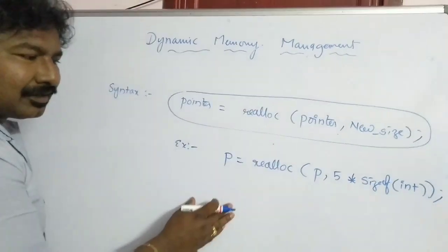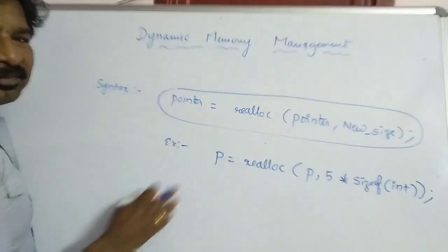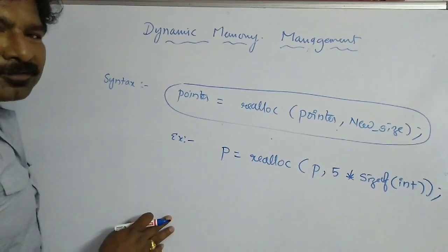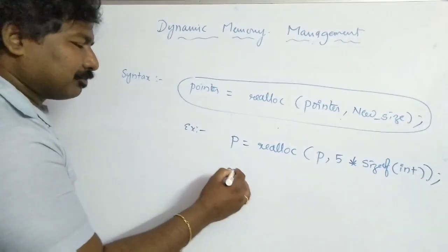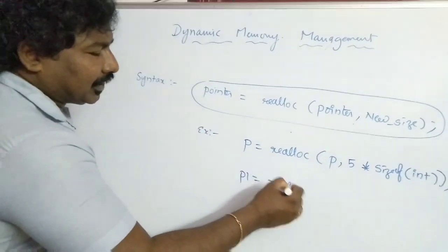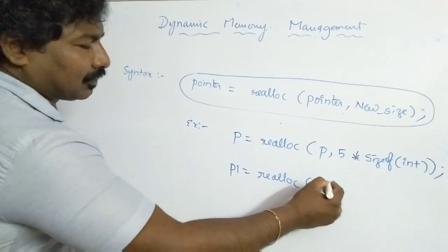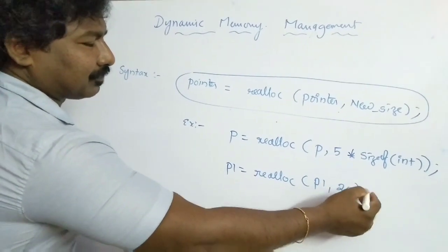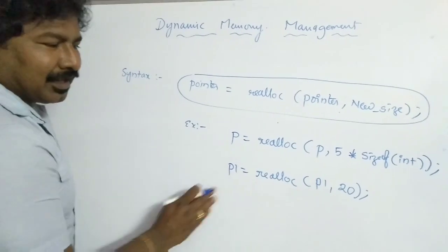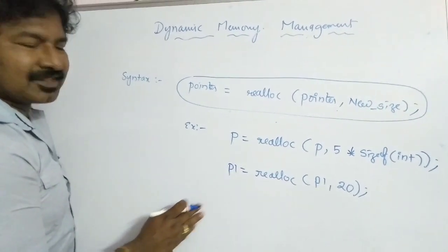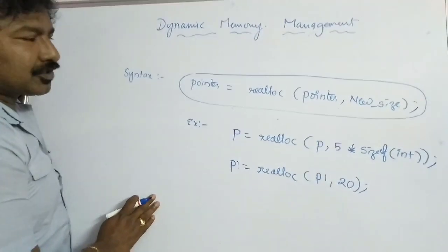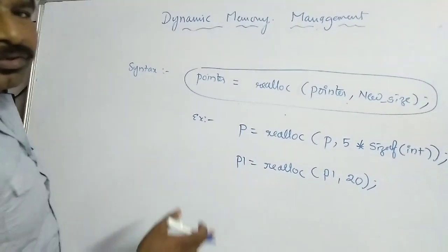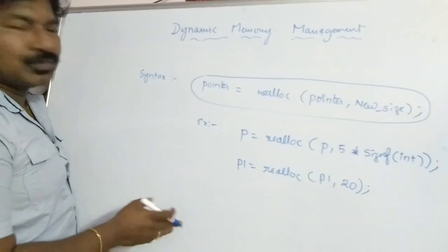So that will create an array with 5 elements. If this is a character kind of array, I can write p1 equals to realloc p1 comma 20. So here an array of characters will be created with a size 20. So this is how you have to write the realloc function. Now I'll show you an example program where we can use this realloc.